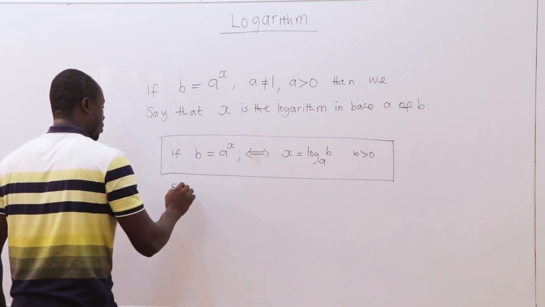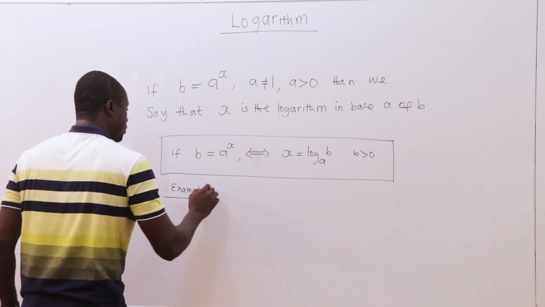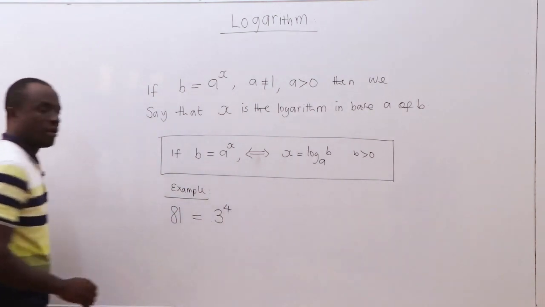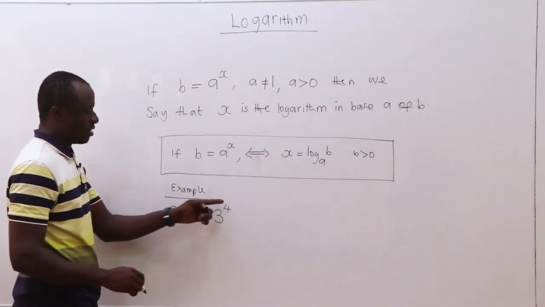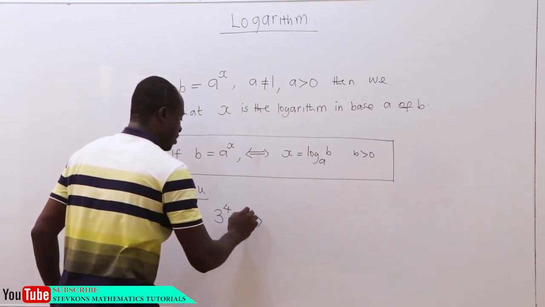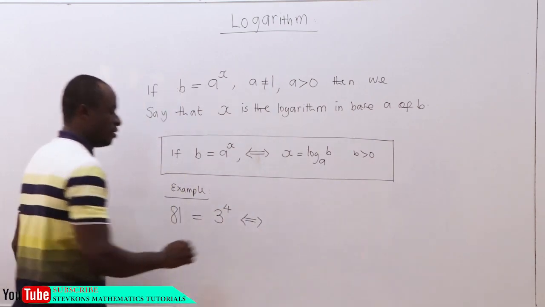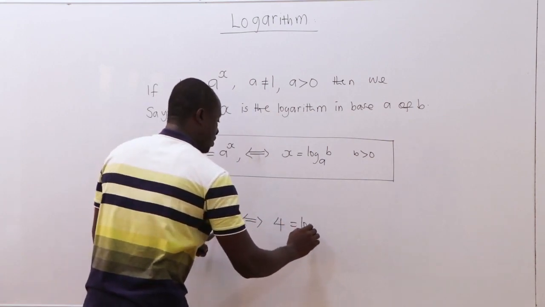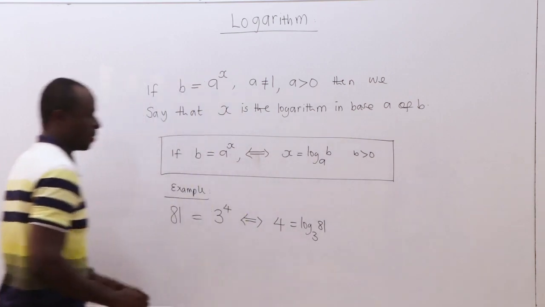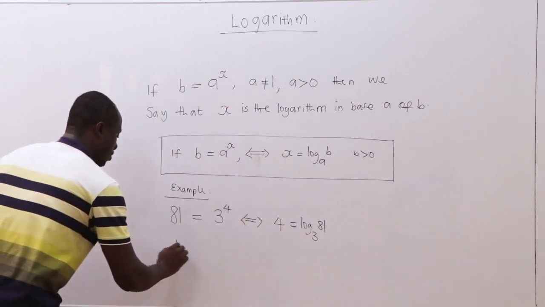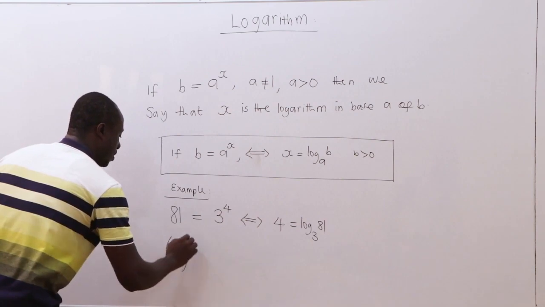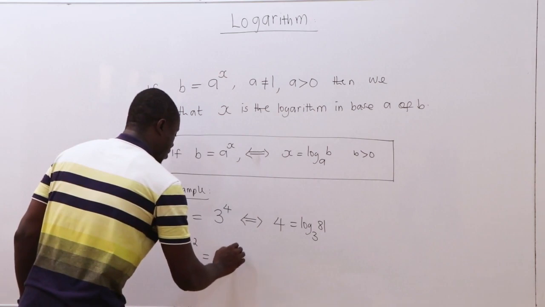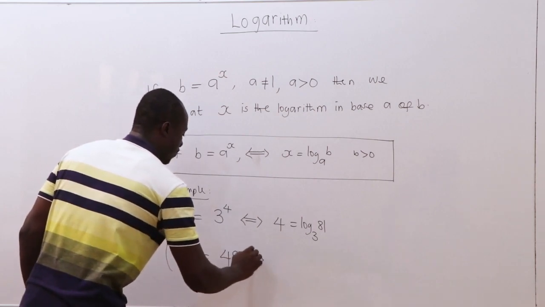So for example, what do we mean by this? Now we know that 81 is the same as 3 to the power 4. So here we are saying that this, if and only if, 4 is equal to log, what is the base? 3 of 81. And then we know 1 over 7 all to the power negative 2 is the same as 49. And we said this if and only if.